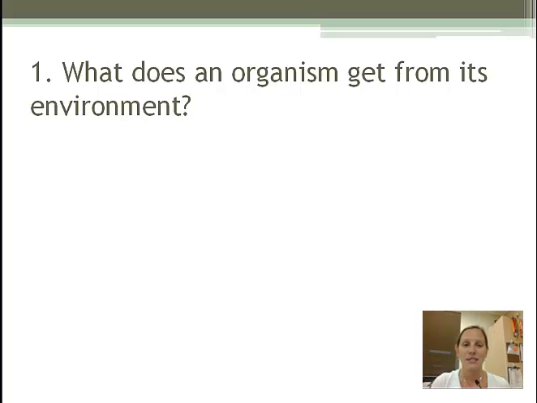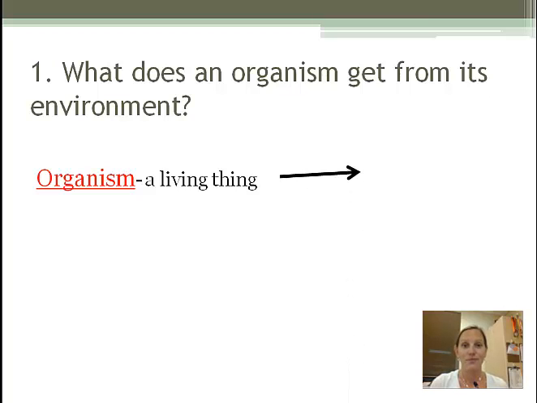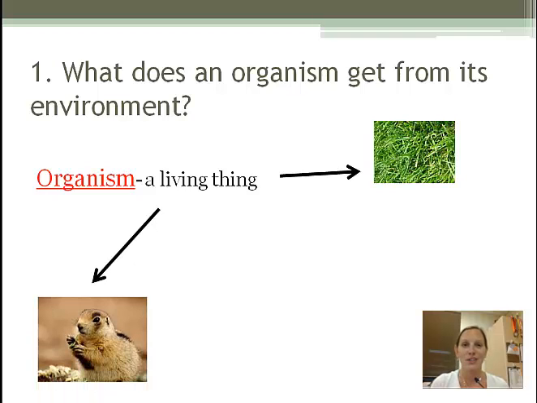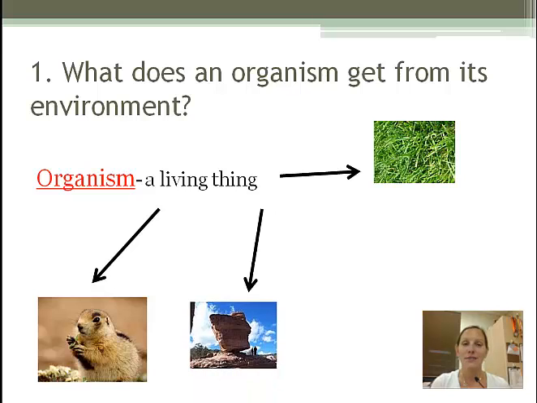All right, let's start with essential question 1. What does an organism get from its environment? First of all, you need to know that an organism is a living thing. Write that down. Let's see if we know what we're talking about here. Is grass a living thing? Yeah, it sure is. How about this cute prairie dog? He's a living thing. Is this rock a living thing? No, sure is not. Make sure that you know the difference between a living and a non-living thing.